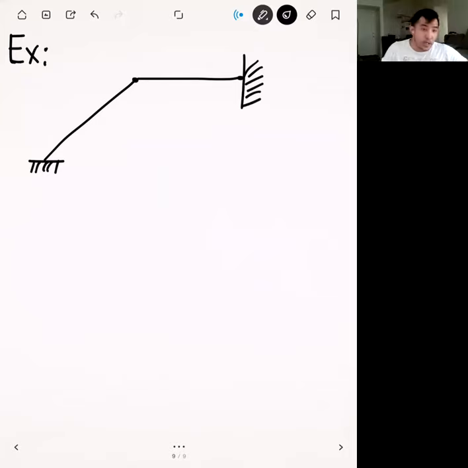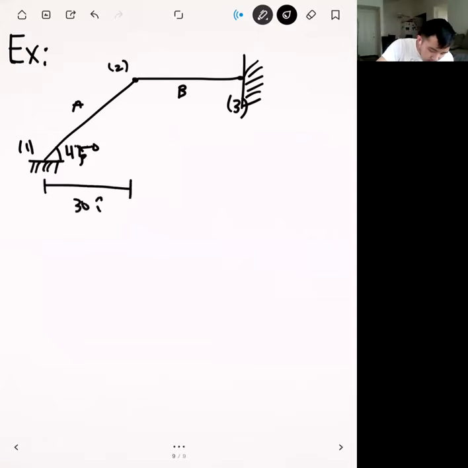Let's say that we have our system like this. So we have two elements A and B. This is node number 1. We'll call this node number 2. We'll call this node number 3. And then let's write out some of the properties. Let's say that this angle right here is 45 degrees. And so the length right here will be 30 feet. And the length here will be 40 feet.